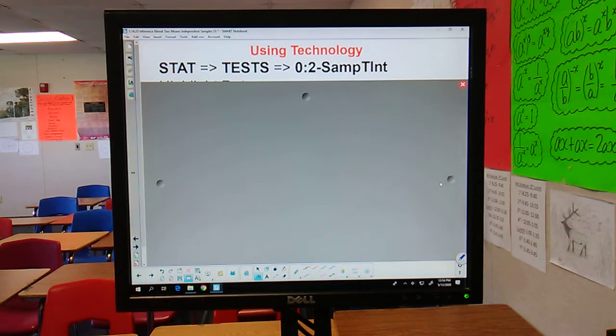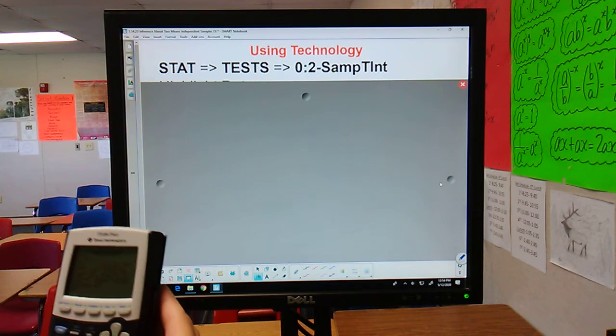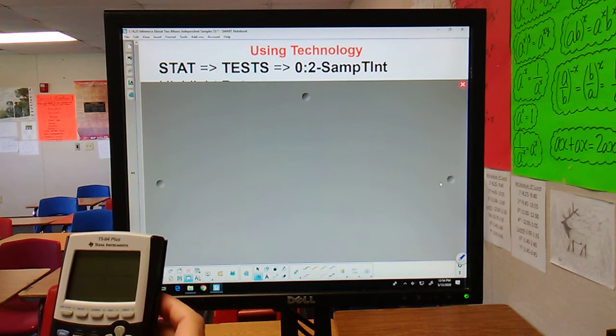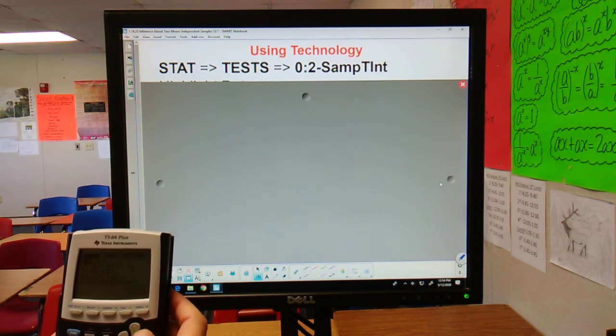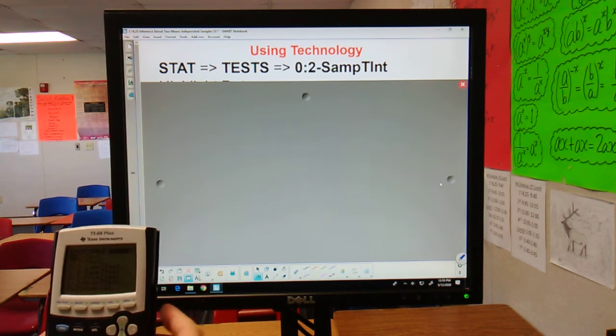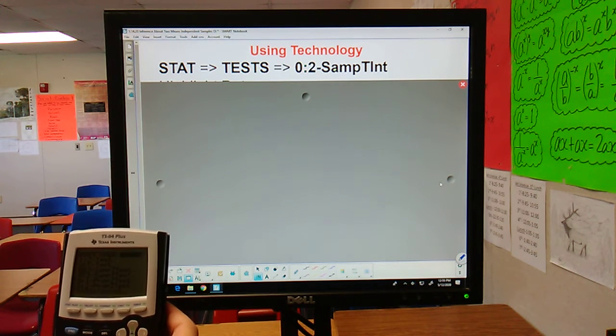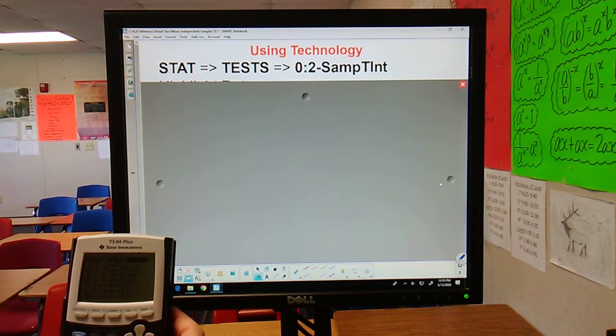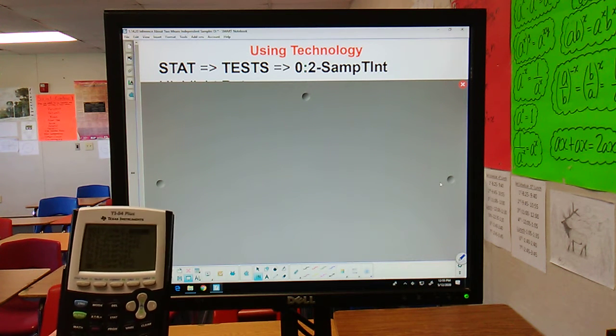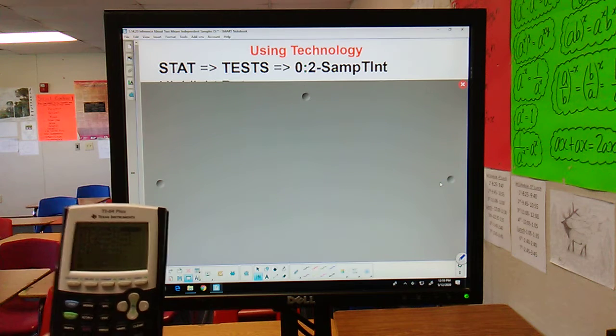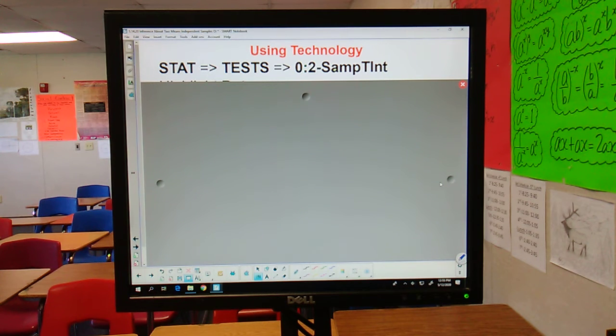Going to use technology now to do that same problem. Let's hit the stat button. Scroll to tests, scroll down to 0. Now 0 is after number 9, so you see 7, 8, 9, then 0. And 0 should be two-sample interval. Hit enter. Let me put a little arrow there just so I'm sure most of you know that. But after that point, hit enter.